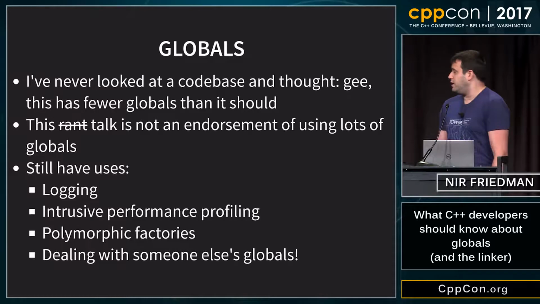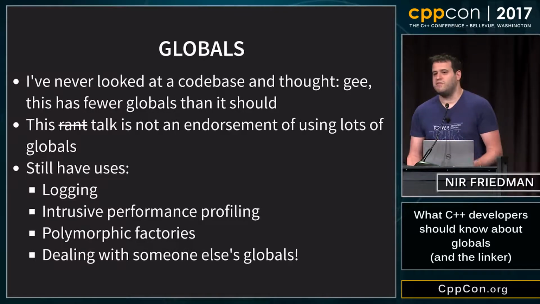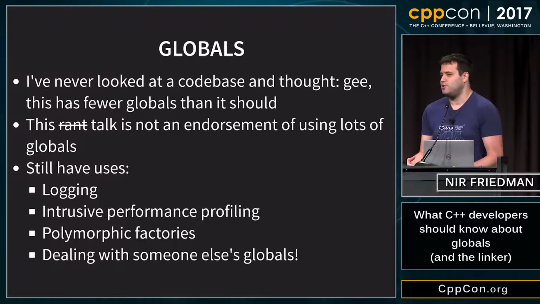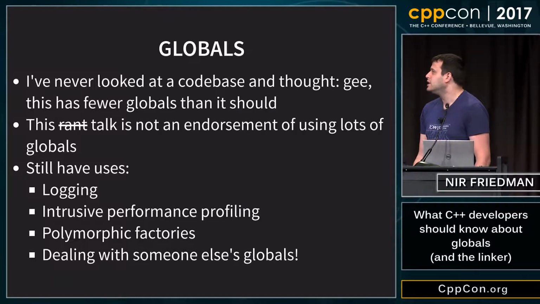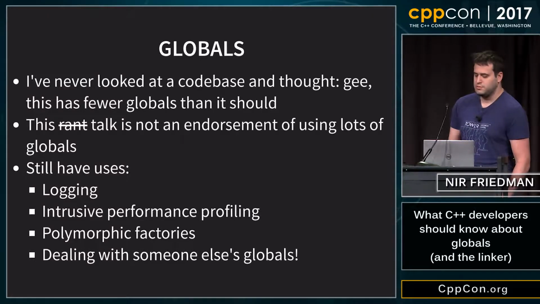Logging is kind of a canonical example, so let me just pick on intrusive performance profiling. Typically you'll have macros in your code that record cycle counters or other information. They can be enabled and disabled by macros. They have to record that information somewhere, and you don't really want to pass down references to this object all the way down and up your code base. It doesn't affect the behavior of your code. So it's just easier to use a global and less intrusive for the surrounding code.